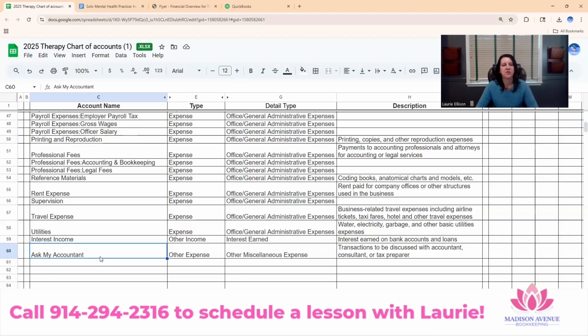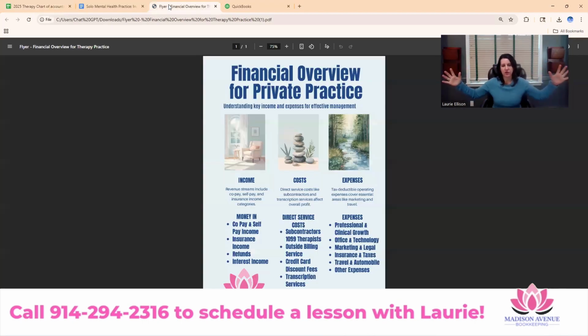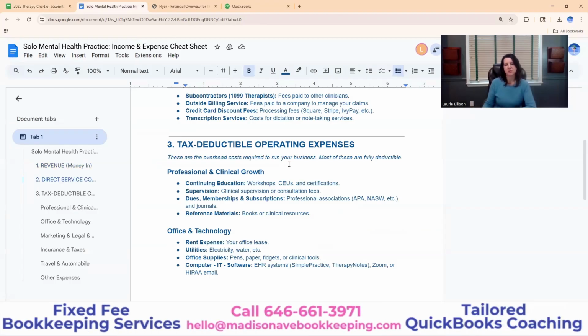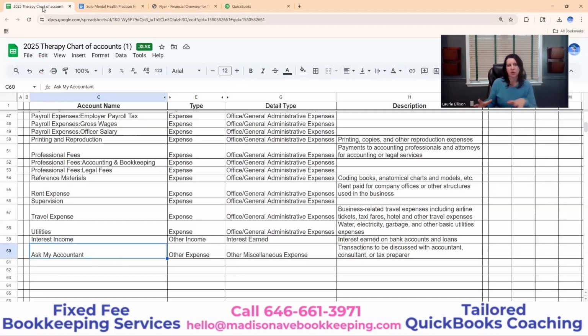Okay, so hopefully I'm not going too fast, but we started at a very high overview that's not very detailed. And then we went to this, which is much more detailed, and it gives you an explanation. And then you were able to see how this correlates to what we call a chart of accounts, which leads us now into our QuickBooks.